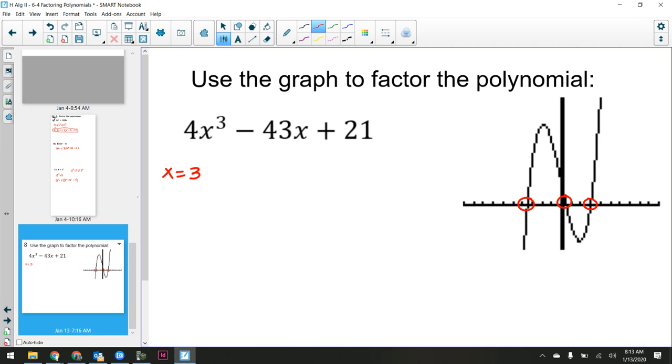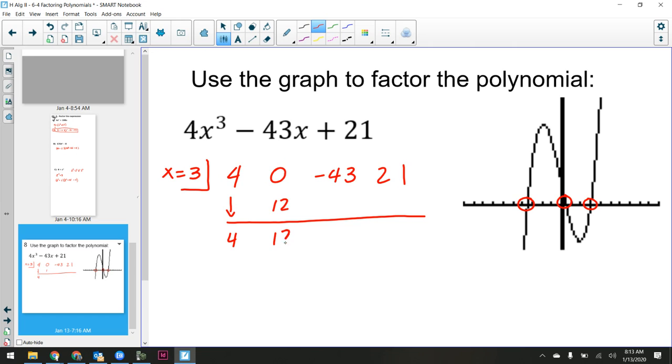How can we know for sure if x equals 3 is a root? Plug it in. Synthetically divide. 3's in the box. We got a 4, a 0, a negative 43, and a 21. Let's see. We've got a 4, a 12, a 12, a 36, and a negative 7, and a negative 21. Is x minus 3, you see what I did there? Is x minus 3 a factor? Yes, because the remainder is 0.